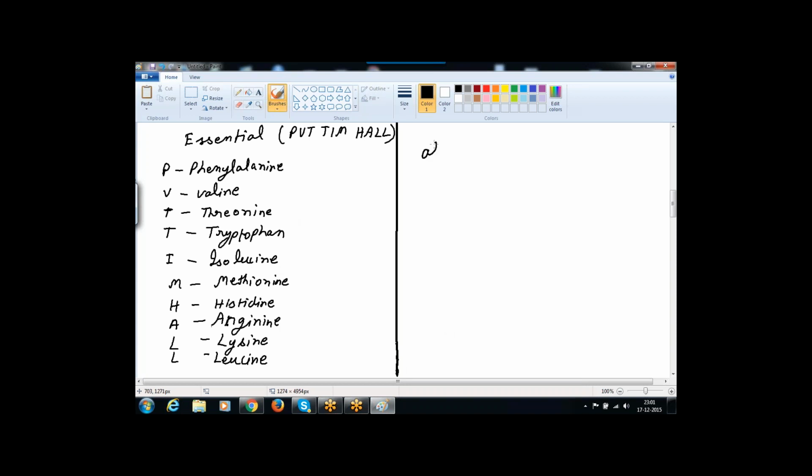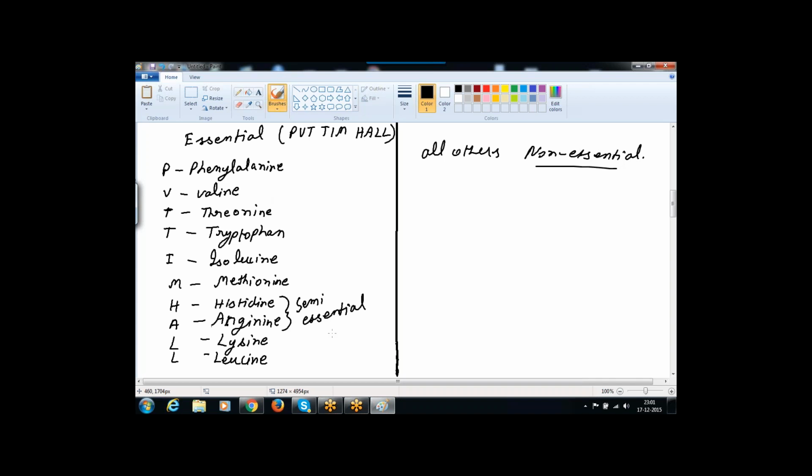All others are non-essential. So you need not memorize the names of non-essential ones. Just memorize essential, and if you see anything other than essential, that of course will be non-essential. And these are 10 in total if you see. Out of these, histidine and arginine are called semi-essential. They're not completely essential, but semi-essential.